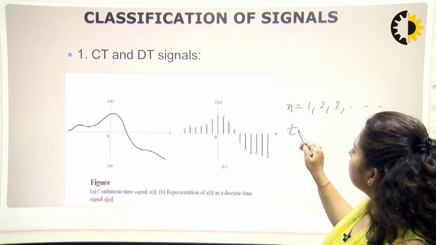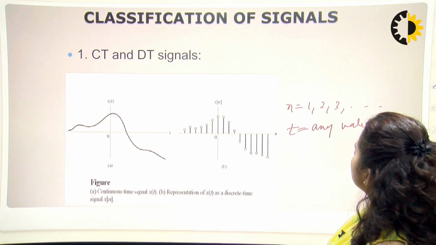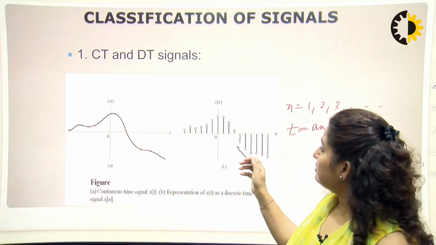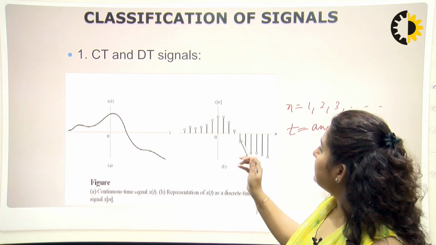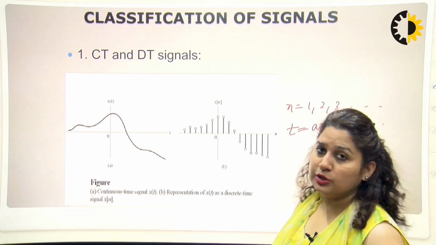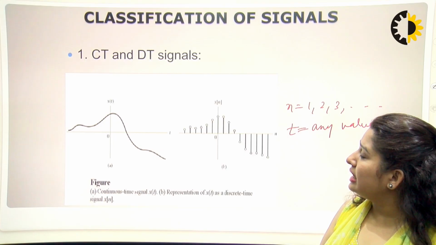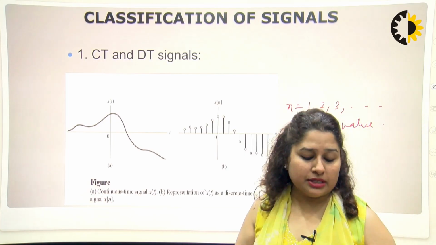But for time t, we can use any value of the time period, and for that value we have some amplitude. But for a discrete time signal, we have values only for an integer set of values of n. Only in that case do we obtain some amplitudes. So this is the major type of classification of signals, which is obviously a broad category: continuous and discrete time signals.